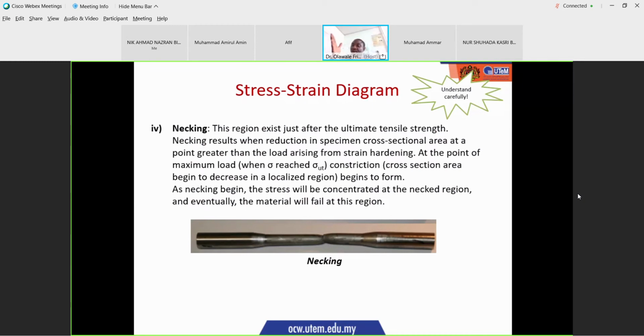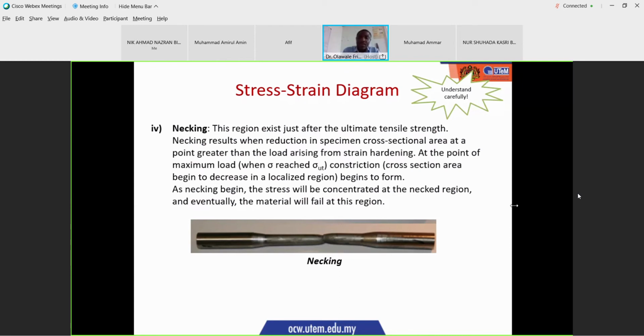And what happens when you get to UTS is that necking will begin. What is necking? Some part of your material will become smaller as compared to others. Why do we call it necking? If you look at your neck, it is smaller than this side and smaller than this side. So in between your material, it looks like a neck, very tiny.